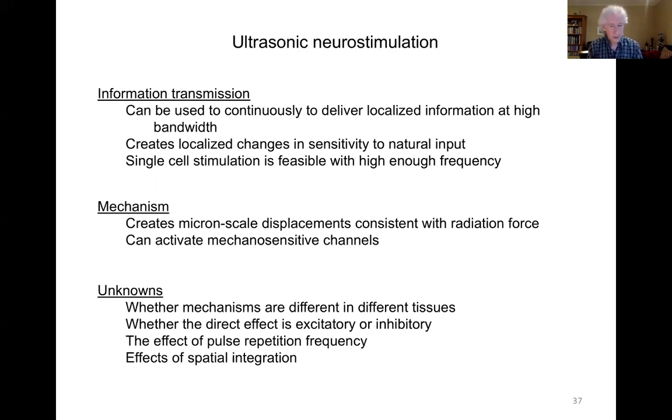Merit Madouk's lab has done some of those experiments, and in certain cases, you can see that it does decrease spike rate. But these effects may very well be different in different cells and different tissues. There are other unknowns, such as the different effects of the large range of parameters that an ultrasound stimulus can have, such as the effect of pulse repetition frequency. Again, that can be different for different tissues depending on the mechanisms.